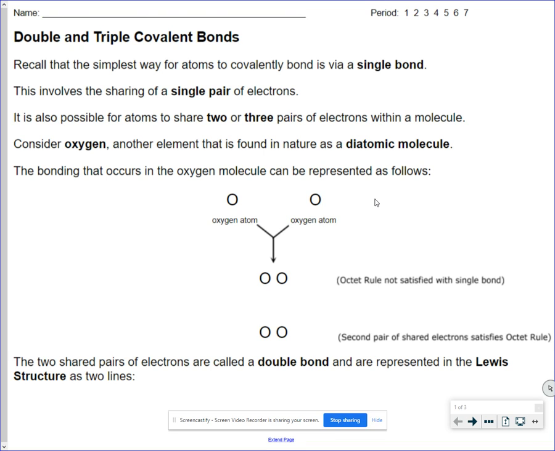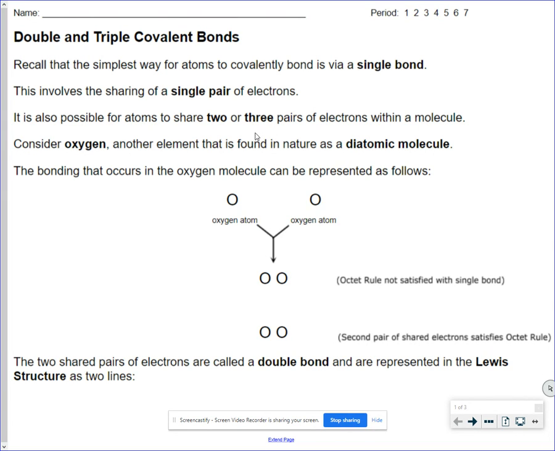All right, so double and triple bonds, just quick review of single bonds. We'll work through the diagramming on this, and then we'll look at some examples together. So the simplest way for atoms to covalently bond is a single bond. We saw that on the previous activity. It involves sharing of a single pair of electrons. It is also possible for atoms to share 2 or 3 pairs of electrons within a molecule.